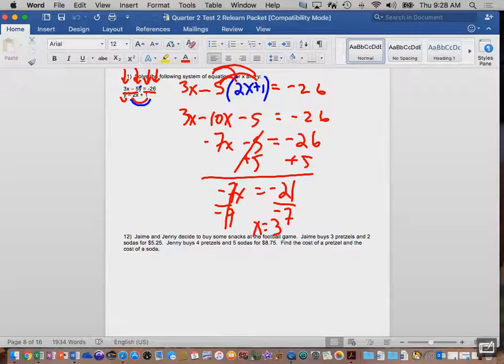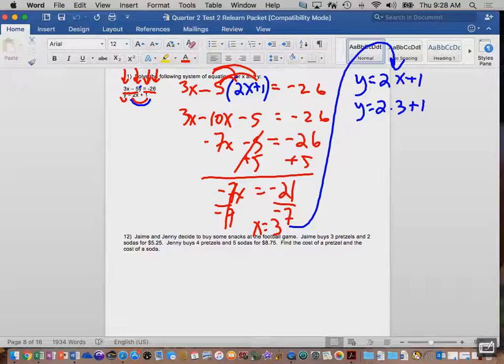Now, one of the problems that we see when kids do these questions is they get the first variable and then they stop. We don't want you to stop. You need to go back and get the second variable. In this case, I can use either equation, it doesn't matter, but the second one is so darn easy, I'm going to go with it. I substitute again. This time I put the 3 in for x. So y equals 2 times 3 plus 1, y equals 6 plus 1, which is better known as 7.